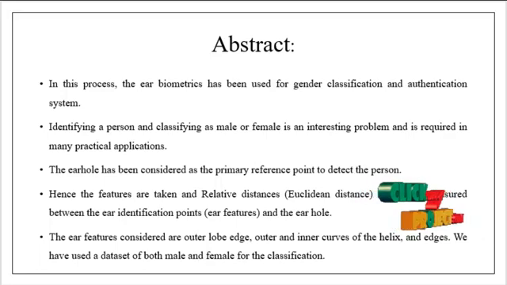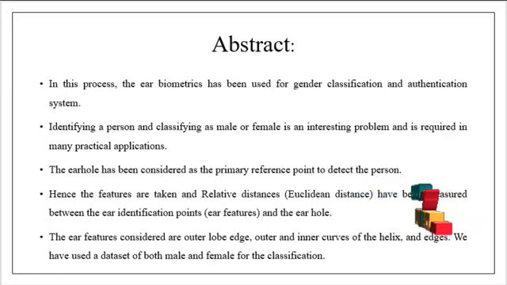The ear hole has been considered as a primary reference point to detect persons. So each person's unique features will be detected based on those features only. Hence the features are taken and the relative distance, that is the Euclidean distance, is measured between the ear identification points, the ear features and the ear hole. This is the main key point of this project to detect whether the person is authenticated or not.